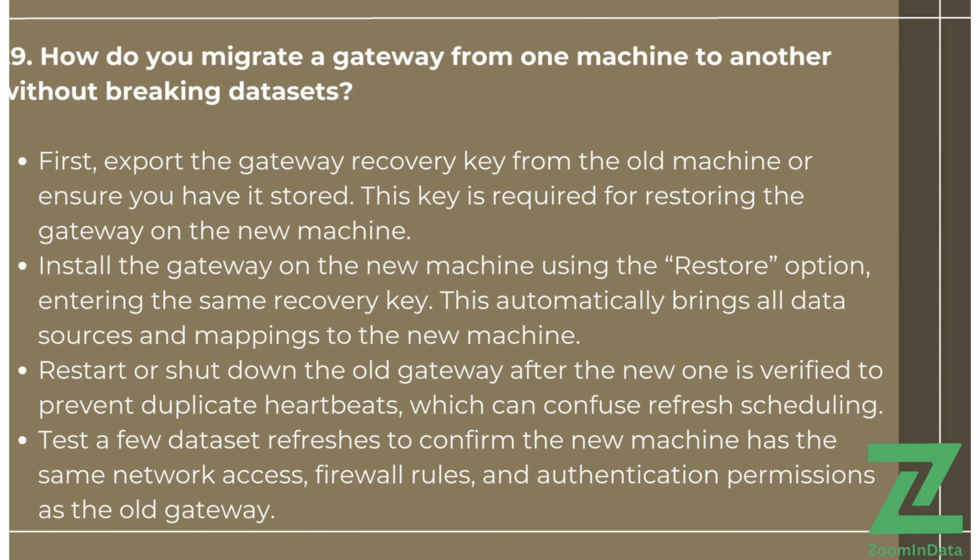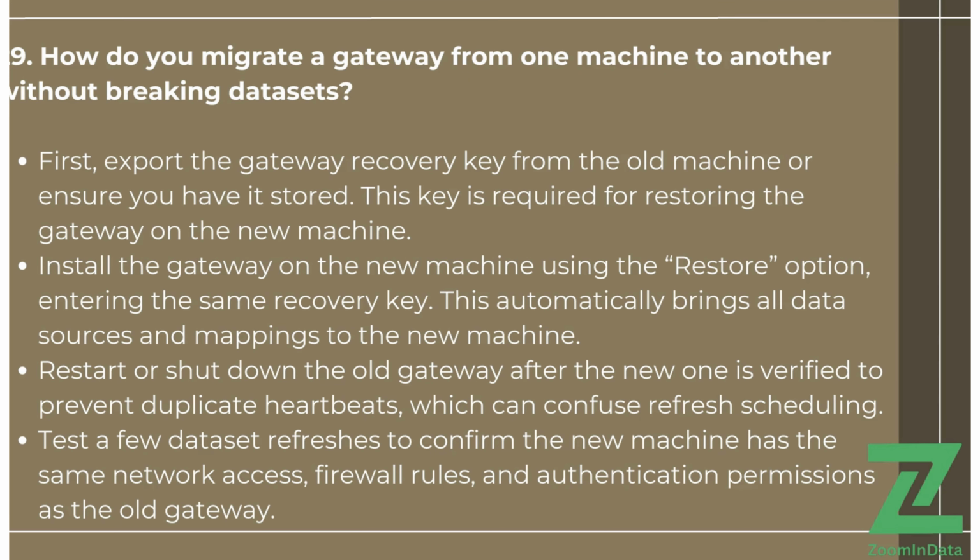29th question. How do you migrate a gateway from one machine to another without breaking datasets? First, export the gateway recovery key from the old machine or ensure you have it stored. This key is required for restoring the gateway on the new machine.